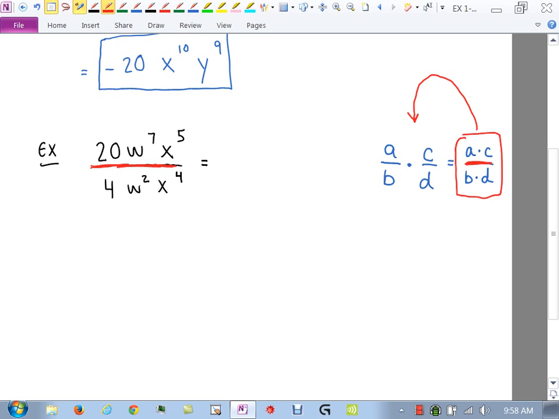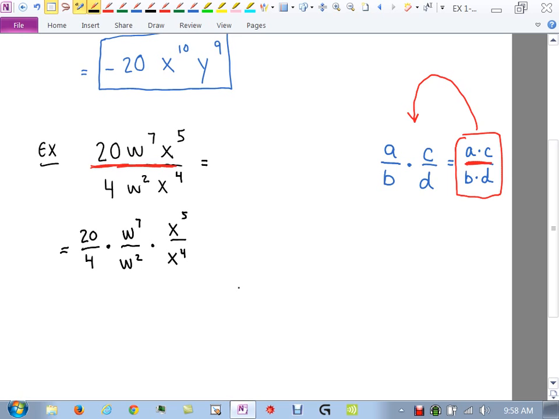What I'm going to do is split this up into a bunch of different divisions. The divisions will be, first, all my numbers. The numbers I have are 20 and 4, so that's 20 over 4. Then times, now let's group my w's together. I have a w to the 7th on top and a w squared on the bottom. Agreed? Then another division, times x to the 5th over x to the 4th.